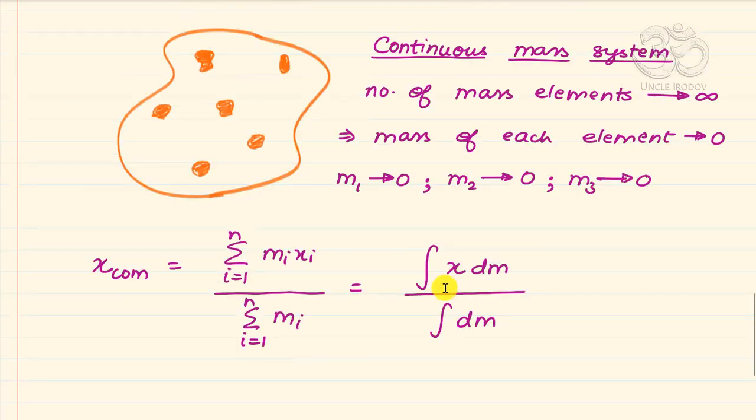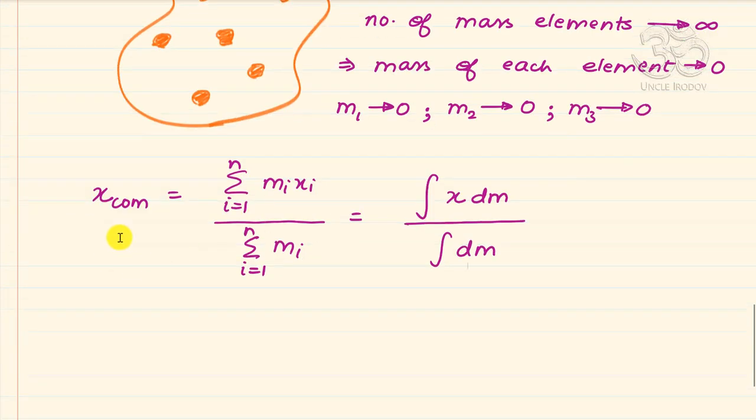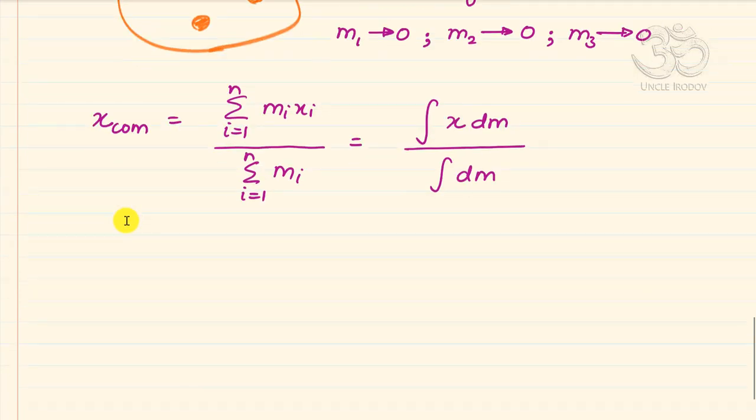Now you have to keep in mind that it is this mass term which will have a d with it, not the x term, because a small mass, let's say this small chunk here, may have a negligible mass, but it may still have a large x coordinate, a large y coordinate, and so on. So you have to keep in mind this format of the center of mass formula, which is true for continuous objects. And analogously, we can write what happens for the y center of mass.